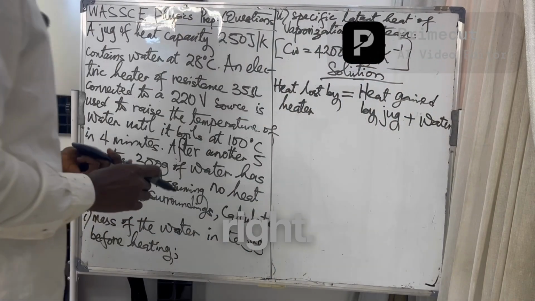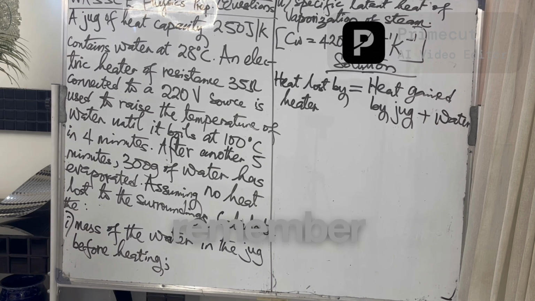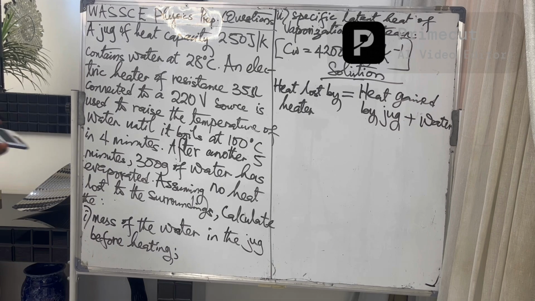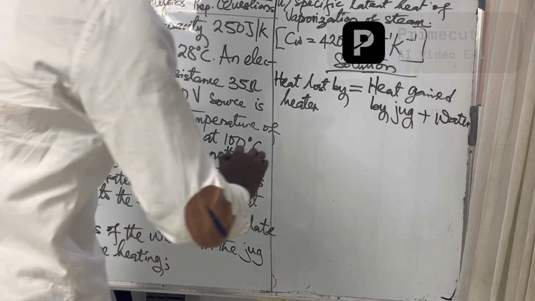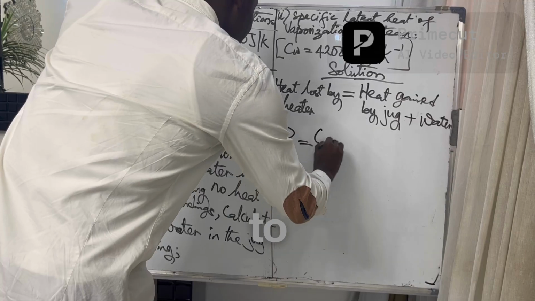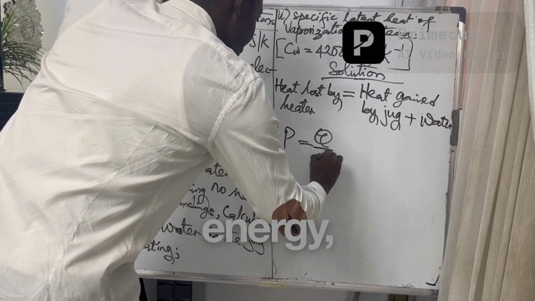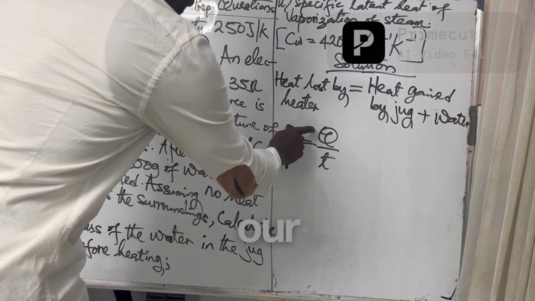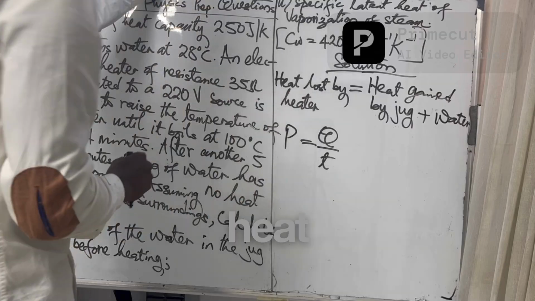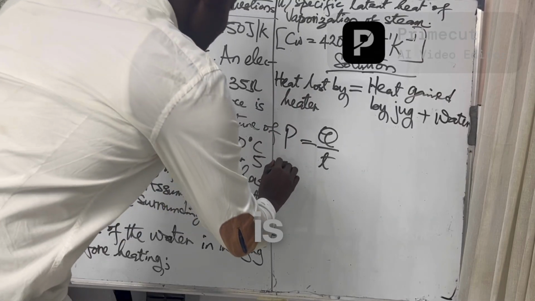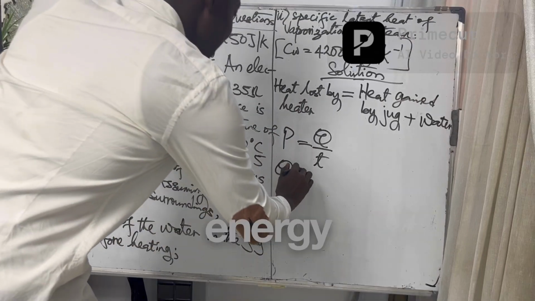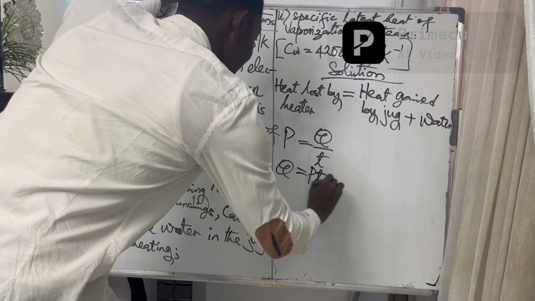Alright, now for the electric heater, remember it is coming from an electric source as the question has clearly stated. And before we come back to this, we know that power generally is equal to energy, in this case heat energy, over time. And our interest here, as far as this heat lost by heater is concerned, is the heat energy. So heat energy will be equal to power times time.